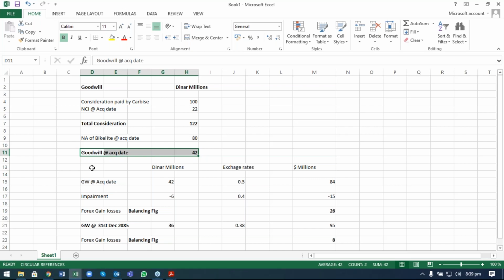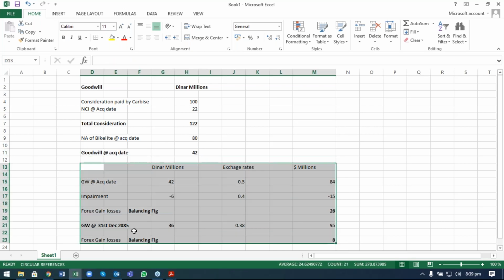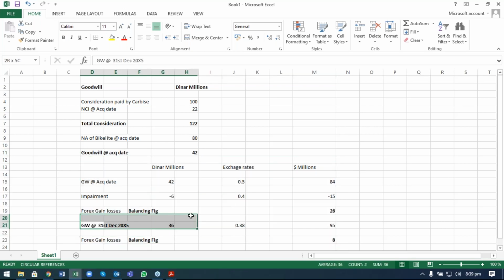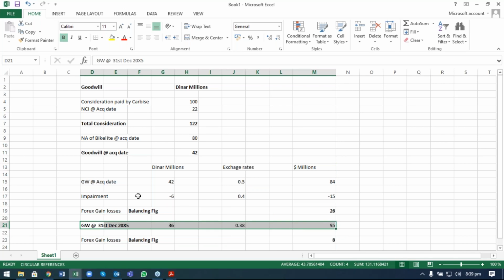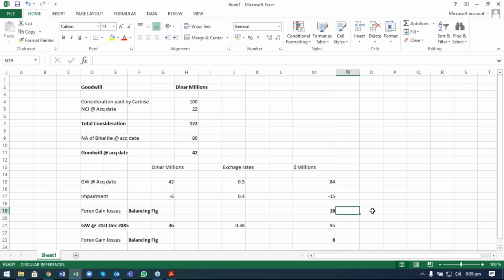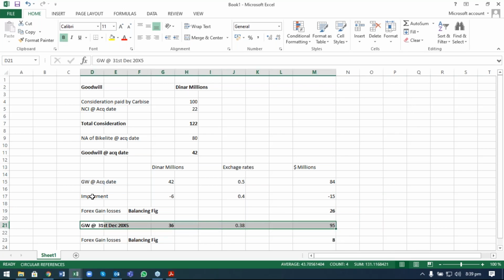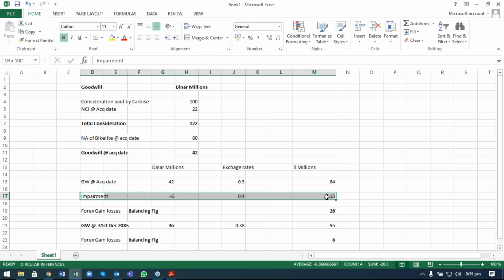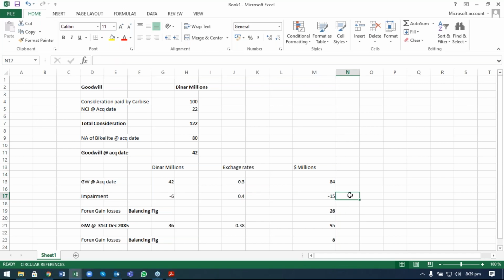Now you're going to explain what impact this impairment would have. So you must explain that the foreign exchange gains and losses on goodwill should be reported in other comprehensive income. Once we translate this goodwill from acquisition date till 31st of December 2005, there is an impairment loss on the goodwill of Bakelite, and this impairment equals 6 million dinars, which should be reported in the consolidated financial statements as an impairment of $15 million. That should be charged to the profit and loss account.